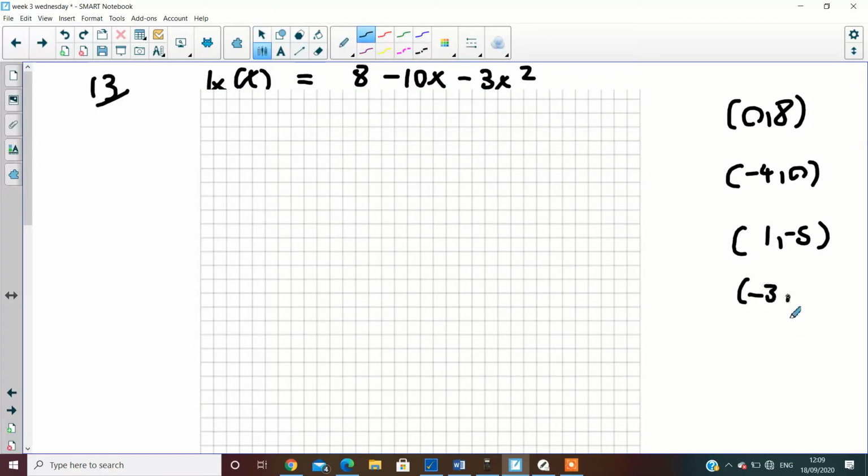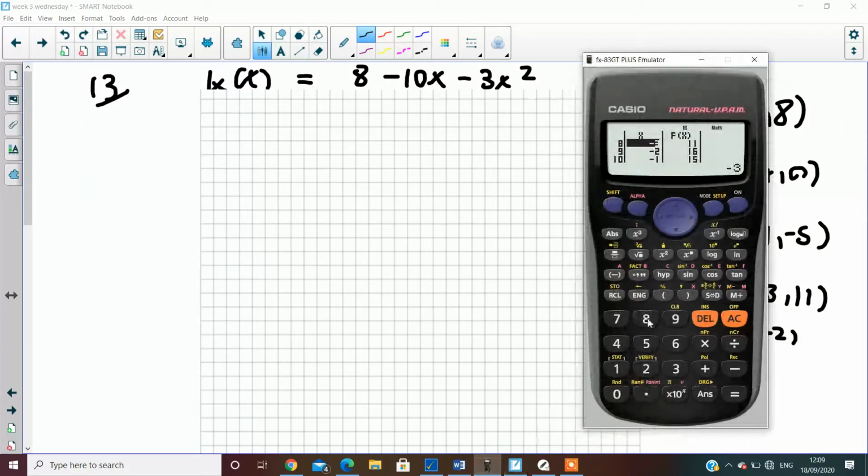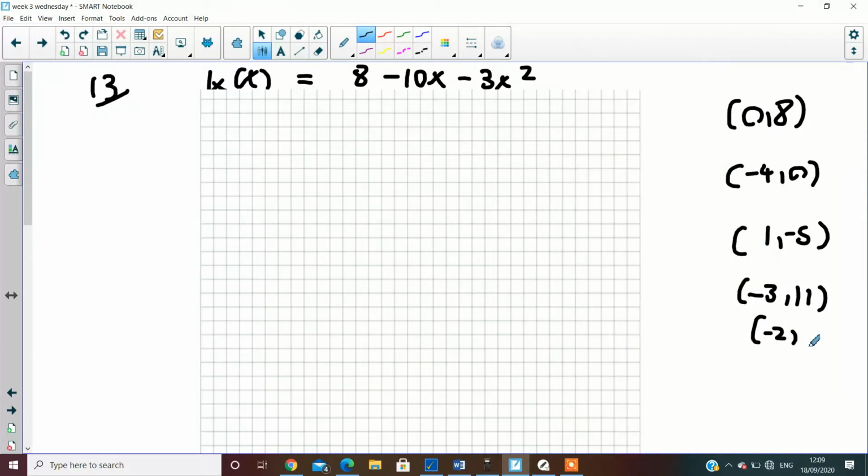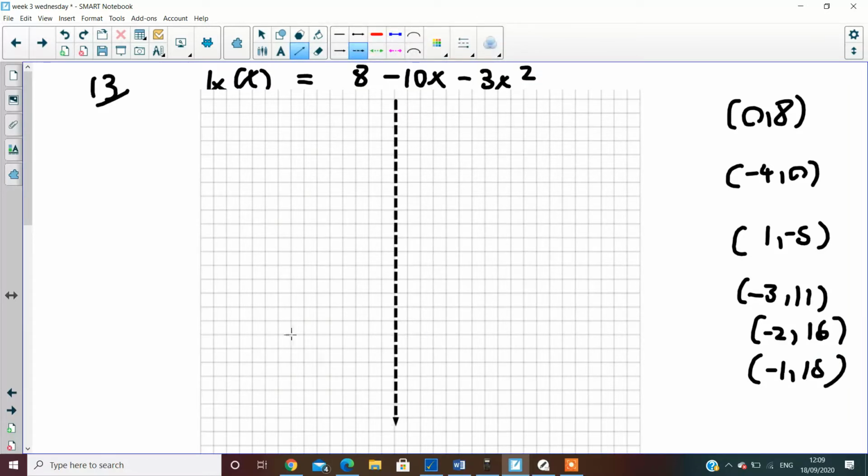You'll see it now. Minus 2, 16 and minus 1, 15. I'll show you now, okay? What we have here is each block is worth 1. Is that okay? Just going to do each block is worth 1.